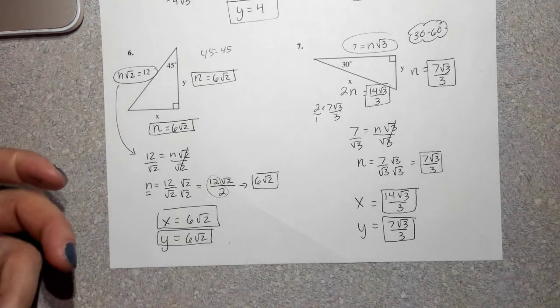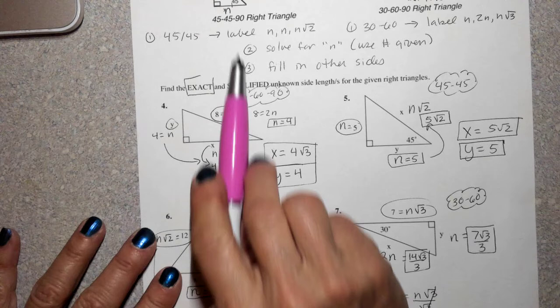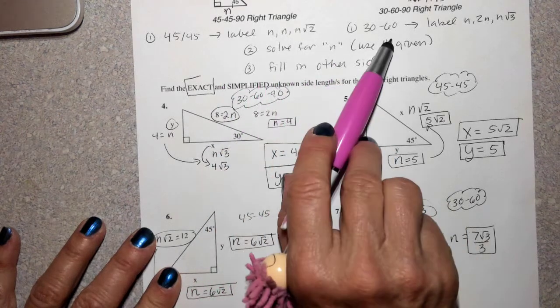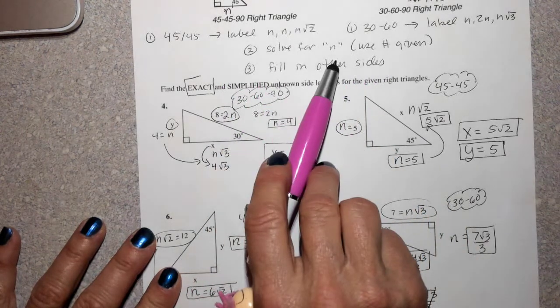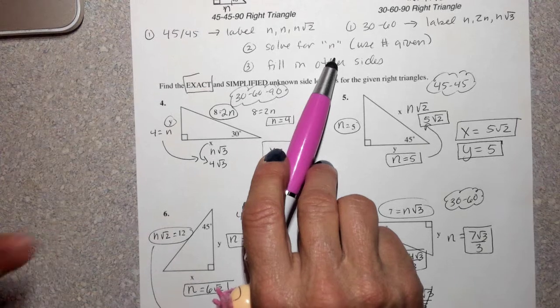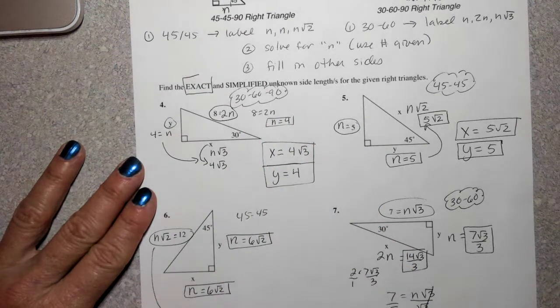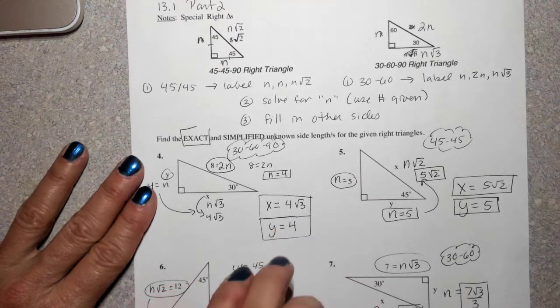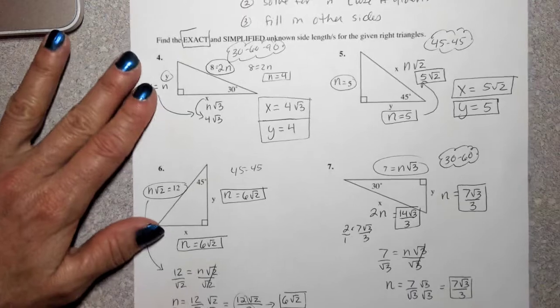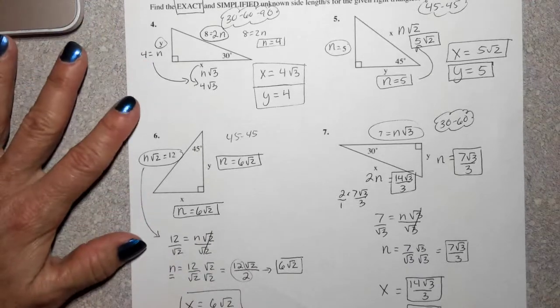So just get into the habit of following those steps. Label it based on what kind of triangle it is, and then solve for n. Sometimes it's easy, sometimes it's a little messy, but once you have n, you can just travel around and quickly fill in the other sides because they're all just relationships to n. So hopefully that was a good reminder of how to go about doing that.